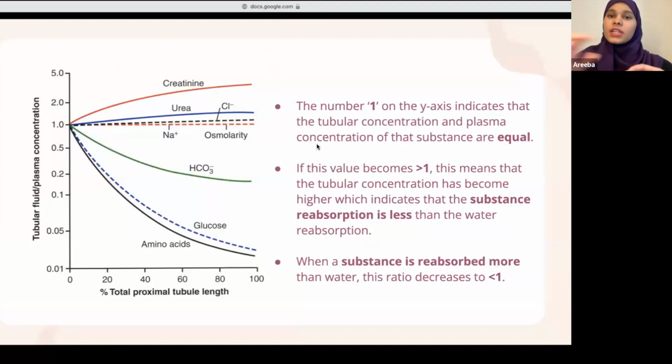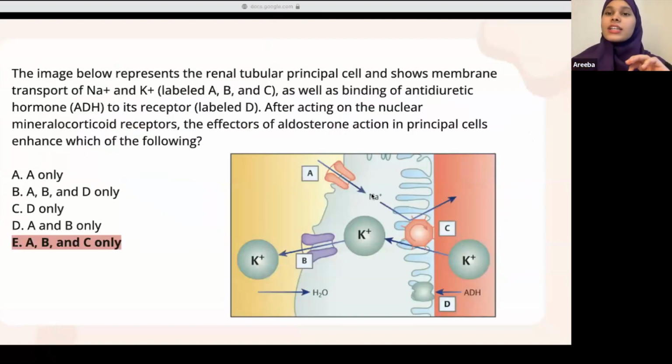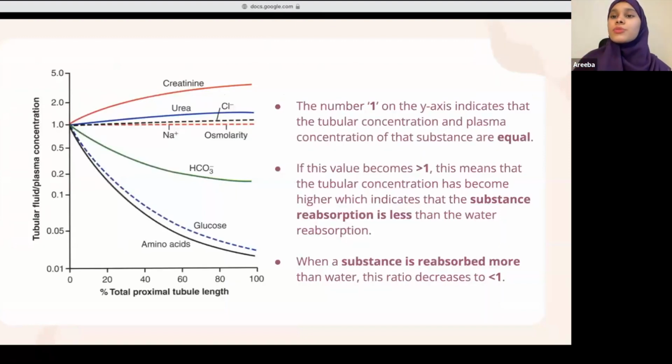Basically, in the case of creatinine, we see that the ratio is higher, right? And that means that the concentration is more in the tubular fluid. So we're absorbing more water, okay, and we're leaving it behind. That's why the concentration is increasing, right? So it's getting reabsorbed slower than the water, and that's why it's staying behind, and that's why the concentration keeps increasing. Okay, so if the value becomes greater than 1, this means that the concentration has become higher, which indicates that the substance is being reabsorbed less than the water reabsorption.